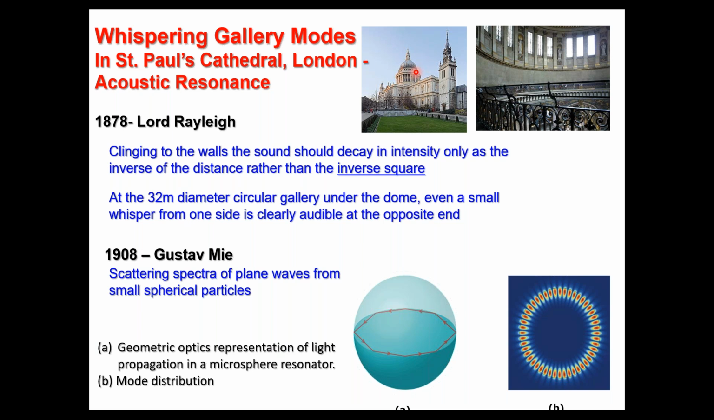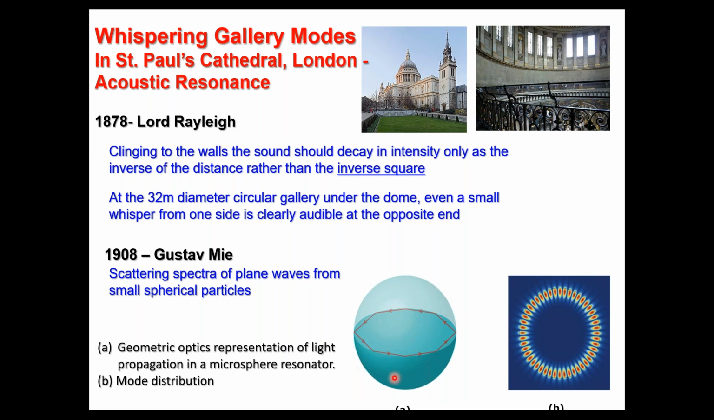So the sound clinging to the walls is not decaying very rapidly. It is actually circulating over here and then coming back to the other side. So it was explained in 1878 by Rayleigh. But later on, it was found that this kind of resonant oscillation is also possible in the case of light.